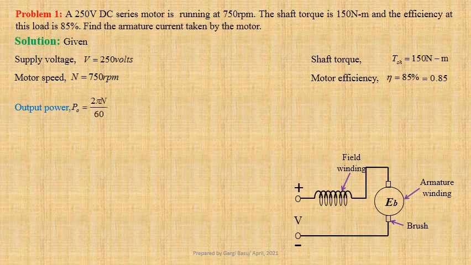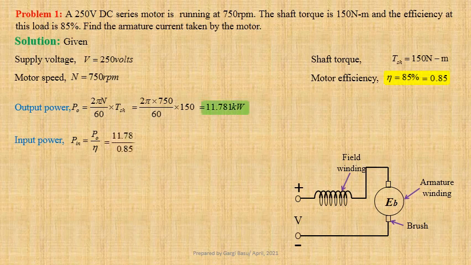PO equals 2 pi N by 60 into TSH. Using values we get 2 pi into 750 divided by 60 into 150. That gives us 11.781 kilowatt. Input power Pin equals PO divided by eta. Using values we get 11.781 divided by 0.85. That gives us 13.86 kilowatt.